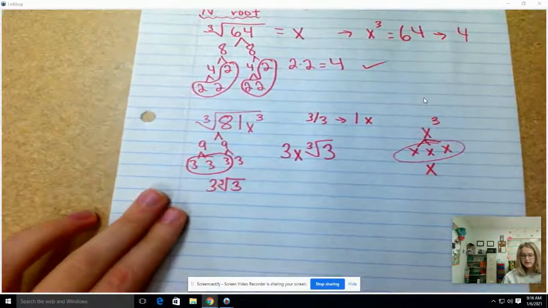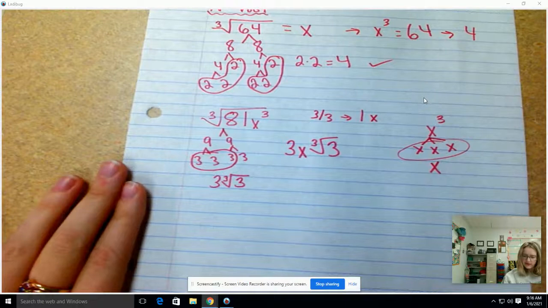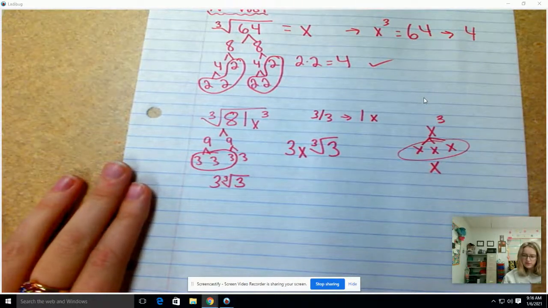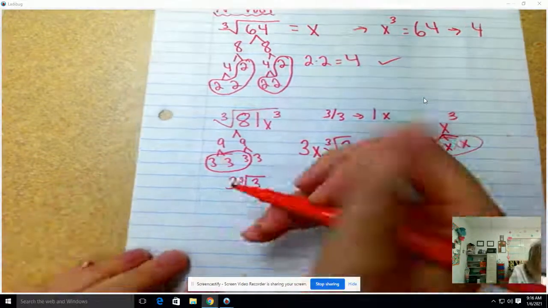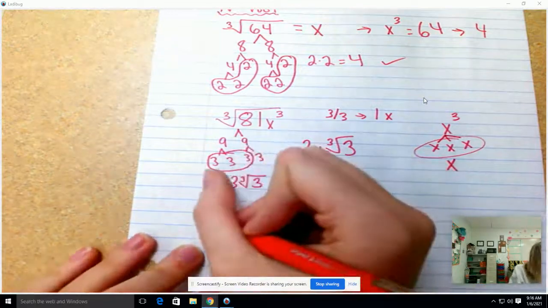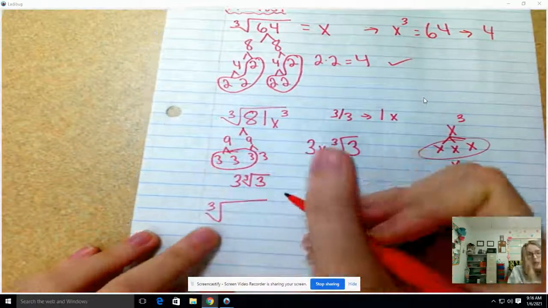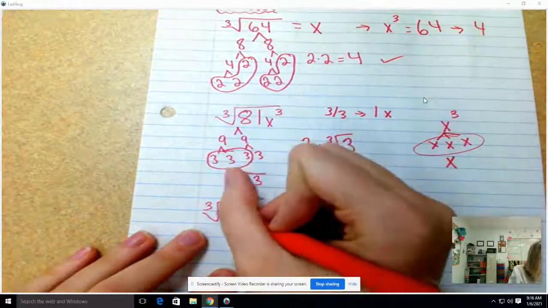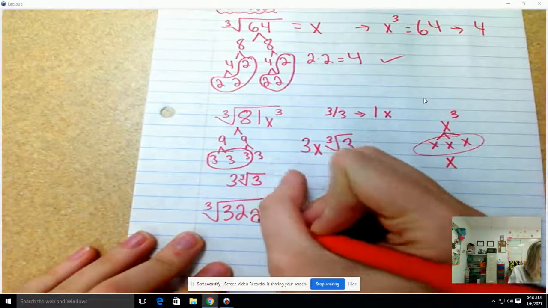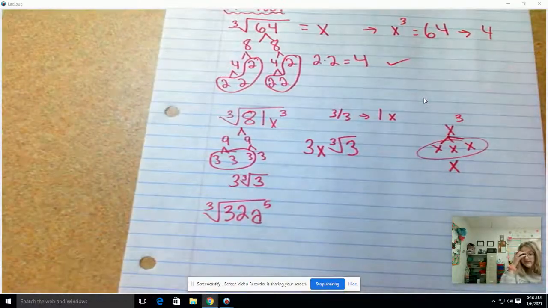So I know that was a lot. So let's do another example. If we have, let's do this one. If we have the cubed root, it won't always be the cubed root, but these examples are 32a to the 5th.